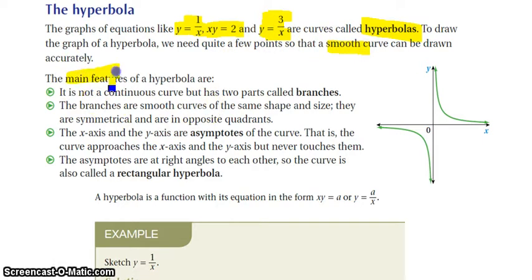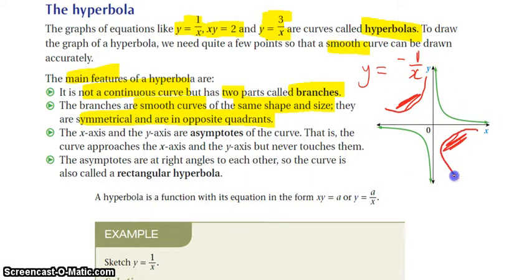Main features, it's not continuous. It has 2 branches, and the branches are smooth curves of the same shape and size, symmetrical and in opposite quadrants. So basically if you've got y equals minus 1 on x, it's going to be in these 2 quadrants here. Basically opposite.